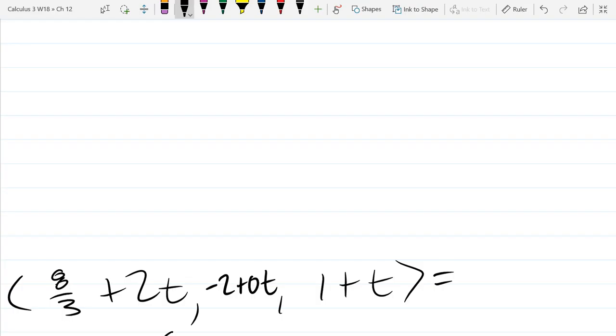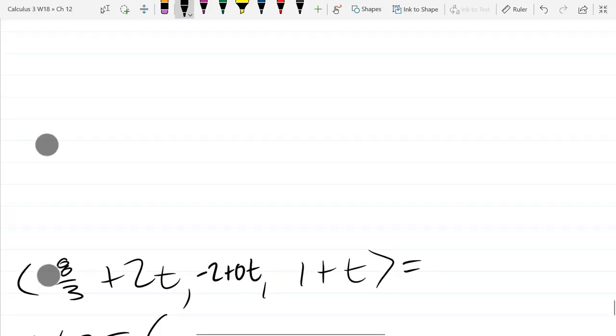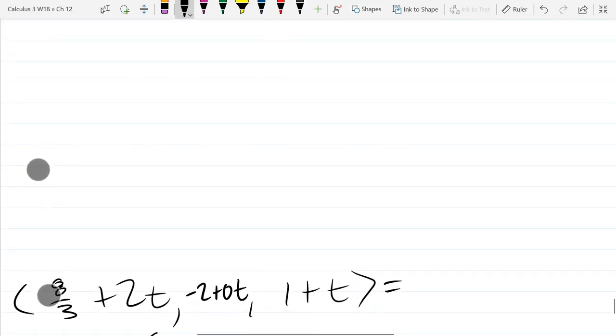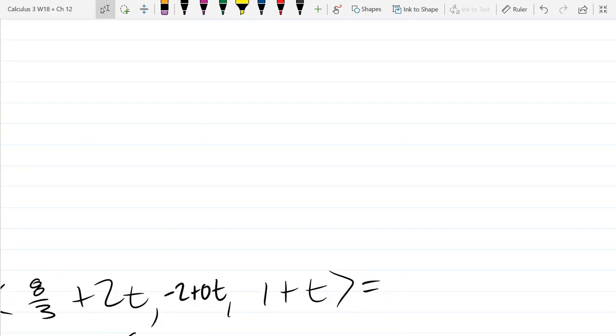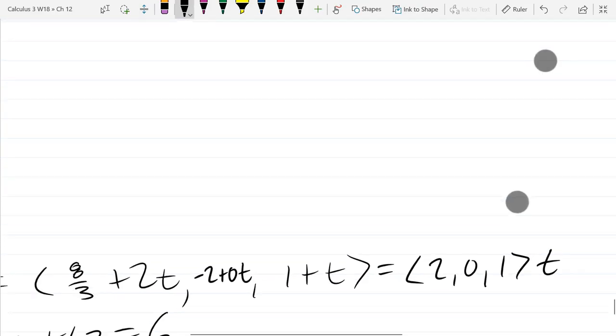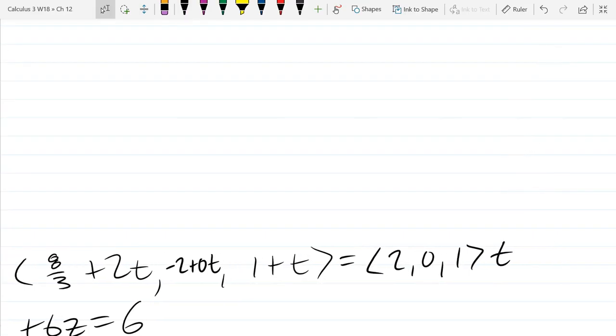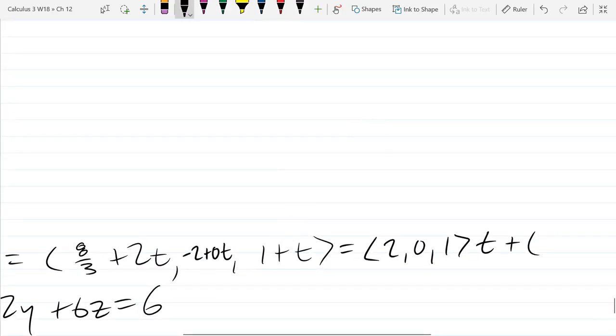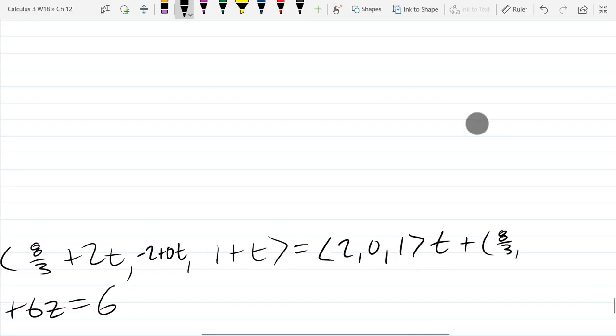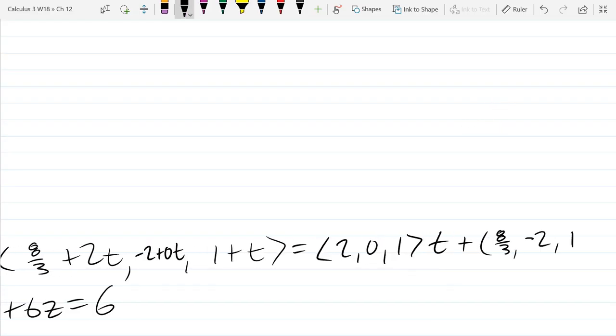The direction term is right there. There was no t there, so I just did plus 0t. So it looks consistent. Now I'm going to write the t part first, which is (2, 0, 1)t. You can do this in two steps, but I'm just going to do it in one step. Plus, now the constant left over is (8/3, -2, 1).